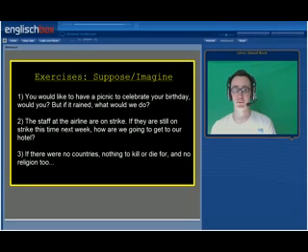And number 3, if there were no countries, nothing to kill or die for, and no religion too. You may recognize this sentence from a famous song. You can replace the if with imagine. Imagine there were no countries, nothing to kill or die for, and no religion too. You could also replace the if with suppose or supposing, but it wouldn't resonate quite so much as it does thanks to the John Lennon song.